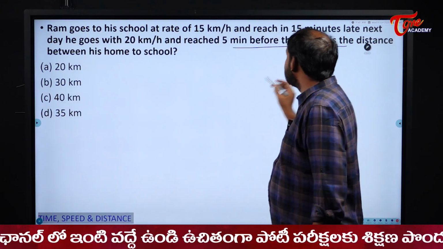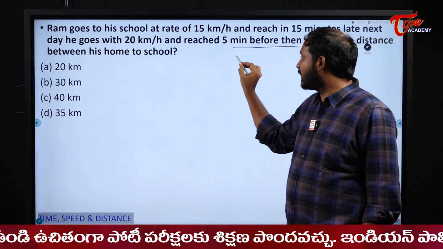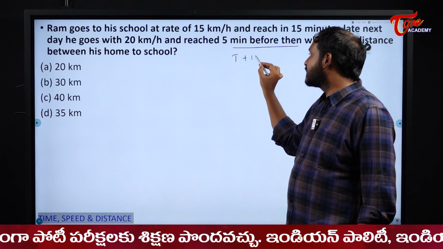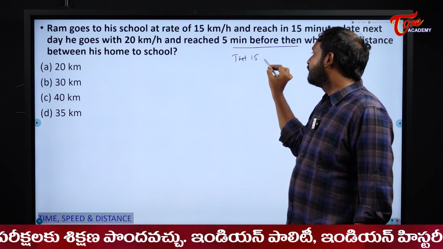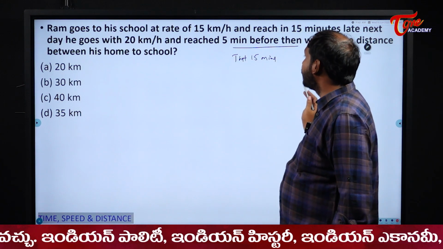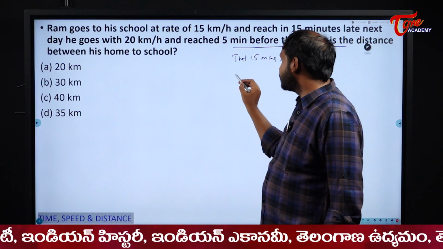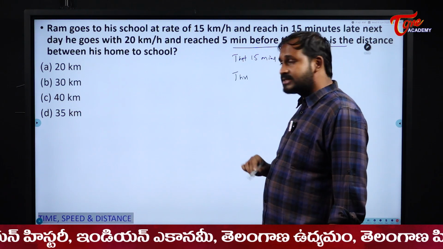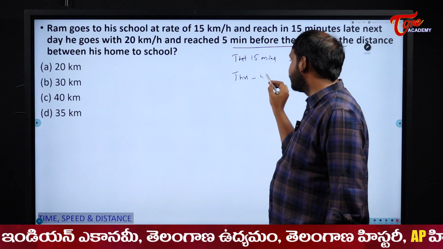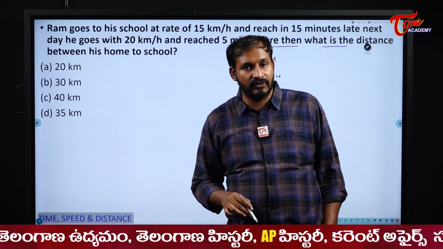See here, in the first case, he is reaching his school 15 minutes late. For example, his usual time is some t. Now 15 minutes late means he will take t hours plus 15 minutes of time. In the next case, he reaches 5 minutes before the time. That means he will reach in T hours minus 5 minutes, because 5 minutes before the usual time.